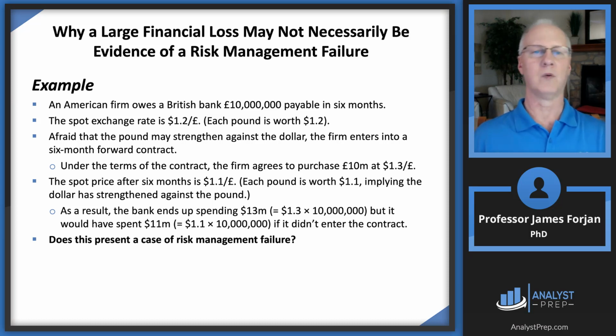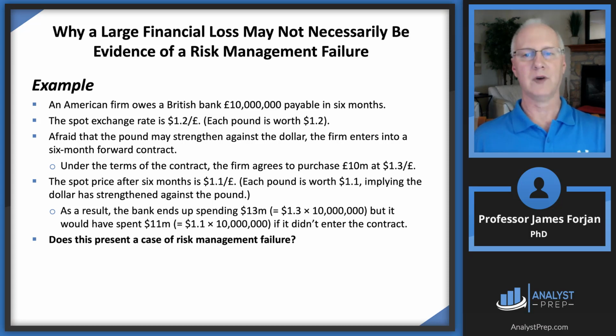I guess it depends on what our economists are telling us about the future exchange rate between the US dollar and the British pound. So let's suppose the terms of that contract are that the forward rate is 1.3 US dollars per British pound. So what this means is that the forward market is expecting the US dollar to depreciate from 1.2 to 1.3.